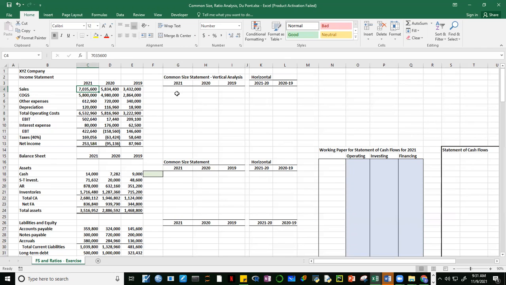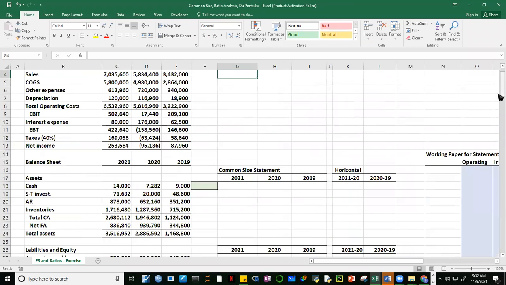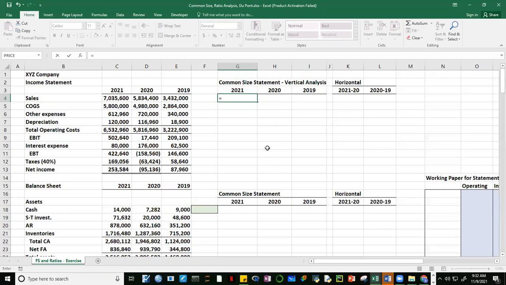I want us to create one formula here, so that we can just copy this formula to the right and then down and still get the same answer. Everything is expressed in terms of sales. So the first one will be sales, and I'm going to divide it by sales. So it's sales over sales, cost of goods over sales, other expenses over sales, etc. Everything is expressed in terms of the sales of 2021, the sales of 2020, and the sales of 2019. If I just use this formula, Control Enter, and let's put 3 decimal places to it.